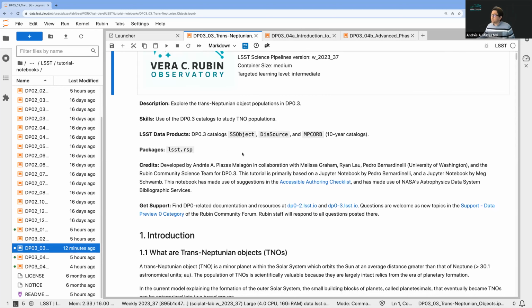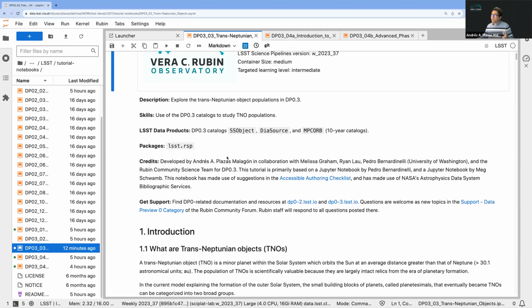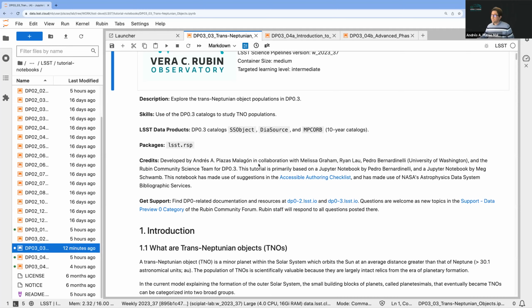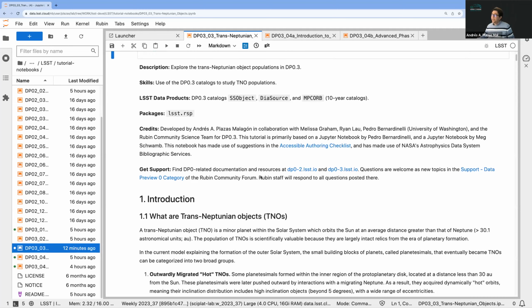So as usual, we have the description of what we have in the notebooks and the type of catalogs that we're going to use in this tutorial. In particular, we're going to use the MPC (Minor Planet Center) Orbital Catalog, the 10-year catalog, the 10-year observation of LSST. As a reminder, we have another 1-year catalog that you are welcome to explore. But here we're going to use mainly that MPCORB catalog. Then the other catalogs that we're going to use are the SSObject and the DiaSource catalog.